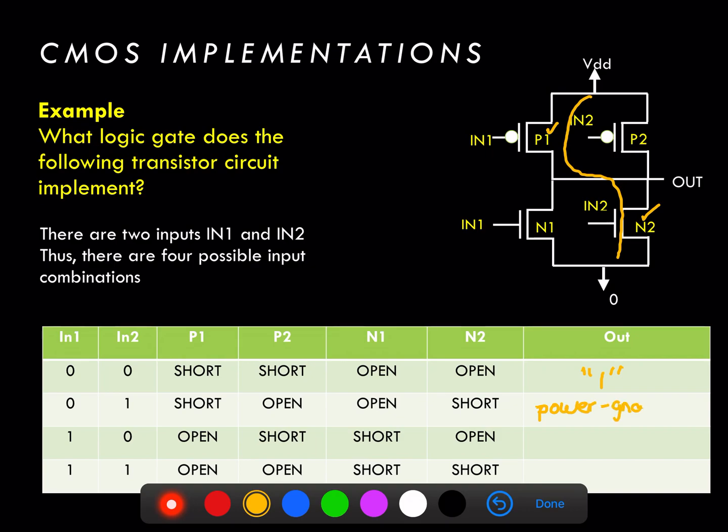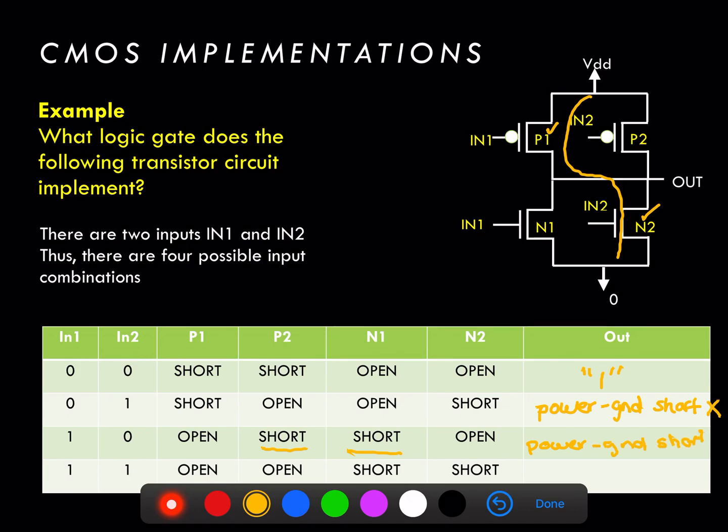And there's very little reason to ever create a power ground short because it draws a high volume of current and usually leads to a catastrophic destruction of the device. So this makes this a very bad design. The same thing happens when we have a 1 and 0. We have a short to VDD through P2 and a short to ground or 0 through N1, which gives us again another power ground short.